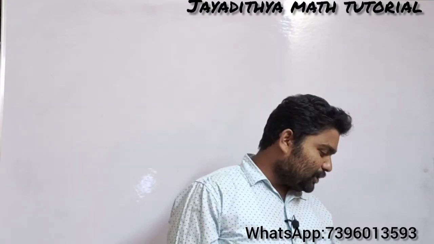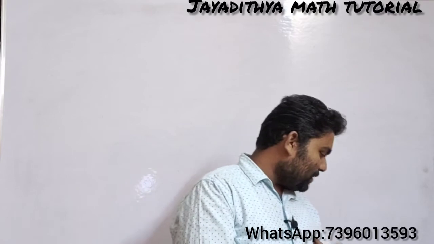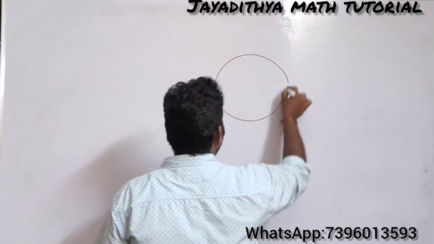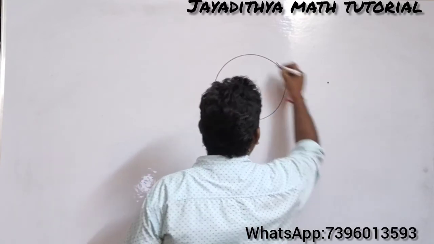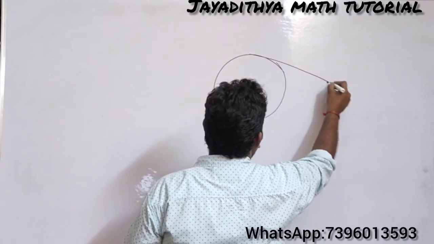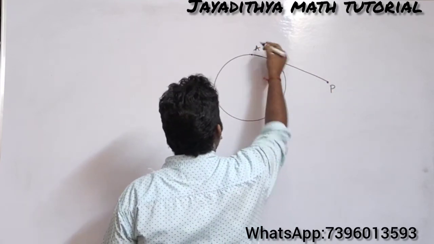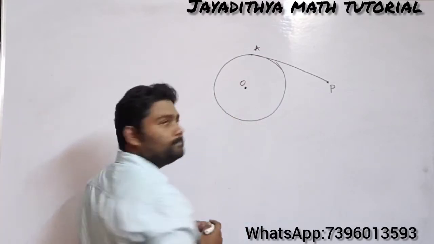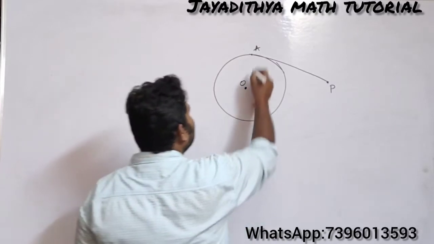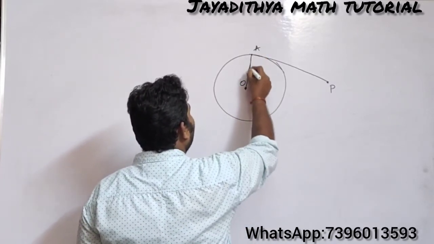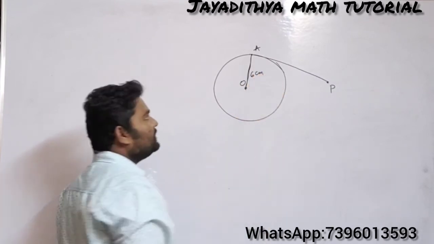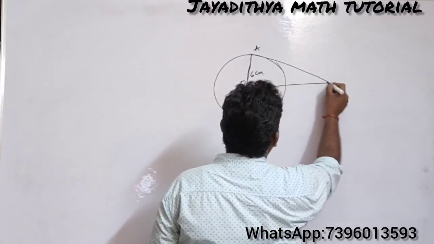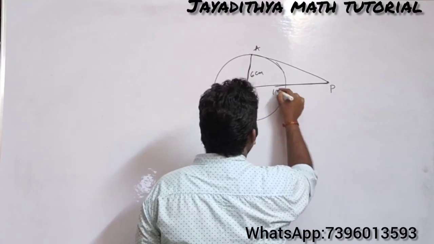Find the length of the tangent to a circle with center O and radius 6 cm from a point P such that OP is equal to 10 cm. See here, let me draw a circle first. For the circle, from an external point P a tangent is drawn. Let the point of contact be A here, and the center of the circle is O. He has given the radius of the circle as 6 centimeters, and also one more piece of information, that the distance OP is equal to 10 centimeters.